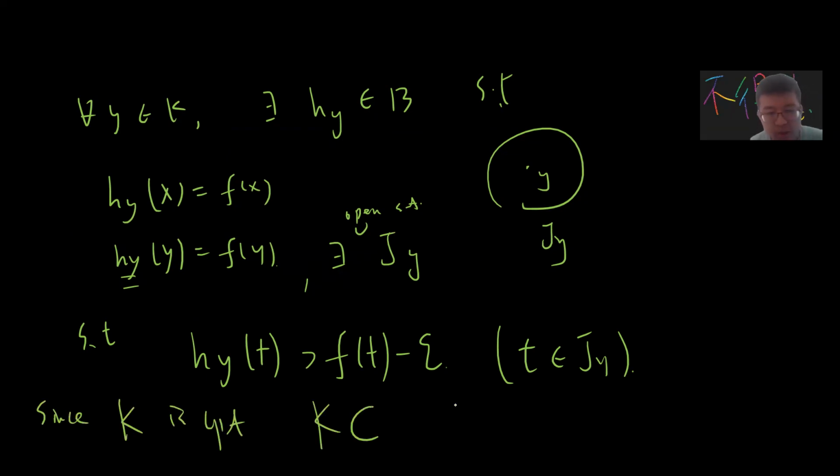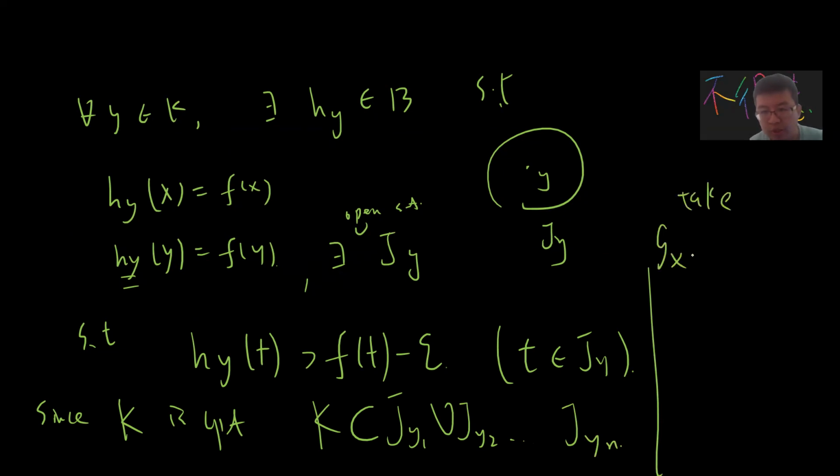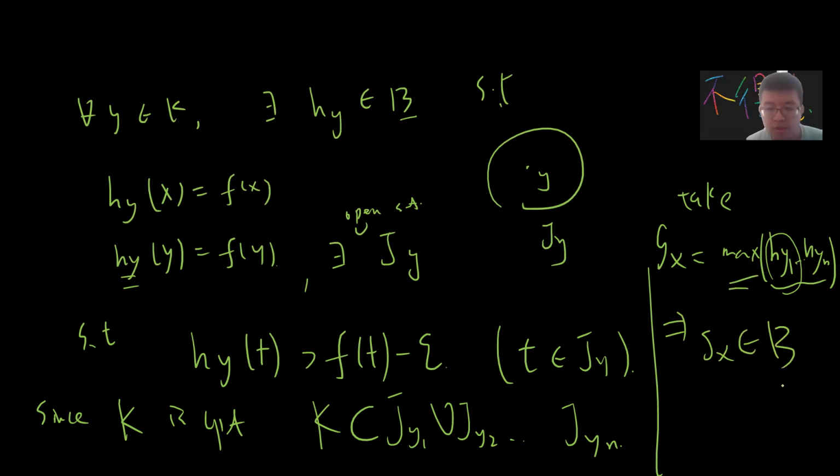Now the key is that since K is compact, it can be covered by J_y1, union J_y2, up to some J_yn. Then we just take g_x to be the max of h_y1 through h_yn. Previously I already proved, using steps 1 and 2, that all these h_y are in B, so g_x will be in B. Okay, so that's it.